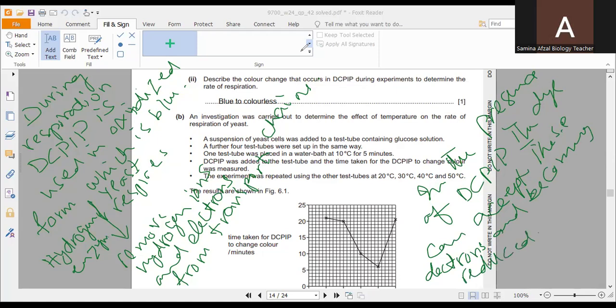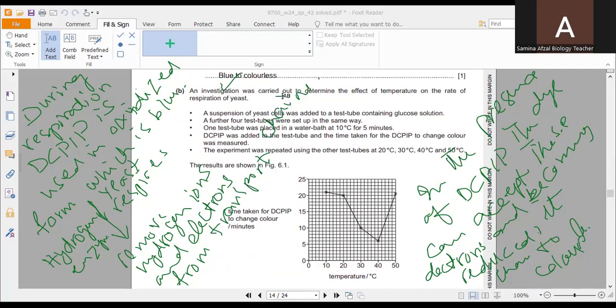Reduced, and the color changed to colorless. So I have written blue to colorless. That is, when it is oxidized, it is blue. When it is deoxidized or reduced, it is colorless.